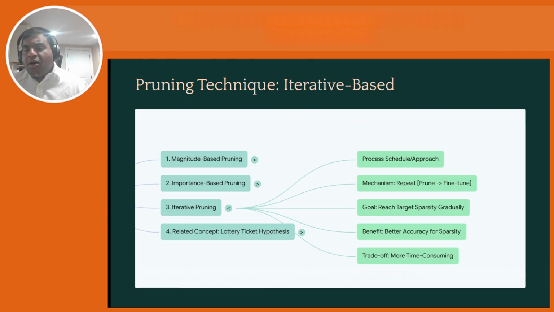Pruning doesn't happen all at once. Iterative pruning, another technique, involves repeating the cycle of prune and fine-tune multiple times. In each iteration, a small percentage of weights are pruned, followed by a short period of fine-tuning. The goal is to reach the target sparsity level gradually. The main benefit is that this iterative process often leads to better accuracy for a given amount of pruning compared to pruning everything in one shot. The trade-off is that it's naturally more time consuming.